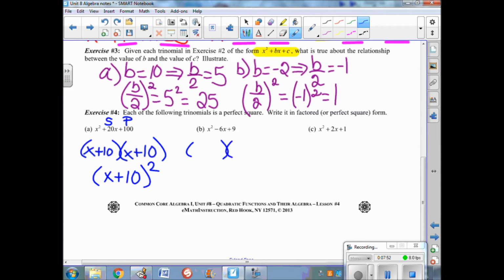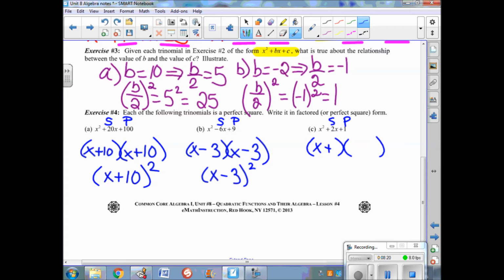So part B, again, no leading coefficient. We don't have a GCF. Go right to sum and product. So 2 numbers that multiply to +9 but combine to -6 is going to be -3 and -3. That's going to be x minus 3 squared. So in this last one, sum and product, x plus 1 and x plus 1, and I could simplify and write that in its perfect square form. So hopefully exercise 2, 3, and 4, we touched on some key pieces of information.